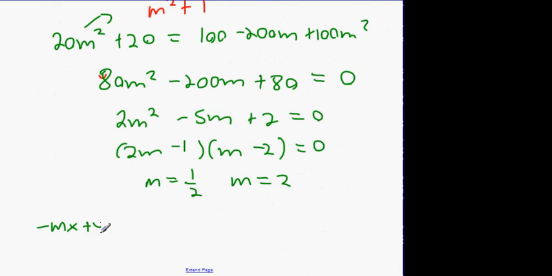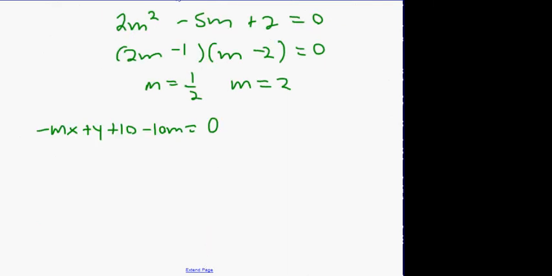And what's the other one? 10m plus m, is it? Or plus 10 minus 10m? Yeah. And what you have to do is you have to put in your 2m values. What I always say is start off with the easy one. The easy one is 2. So you have minus 2x plus y. 10 minus 10 times 2? 10 minus 20?